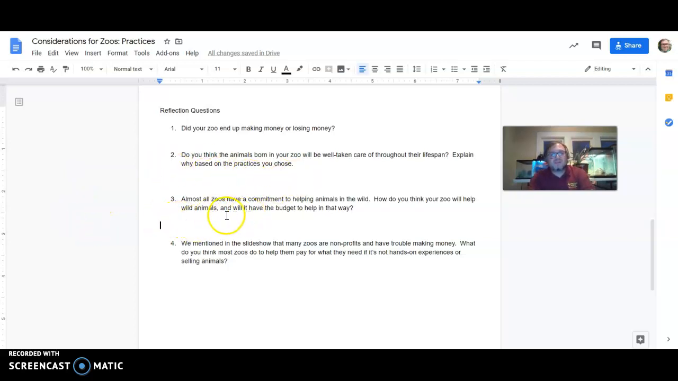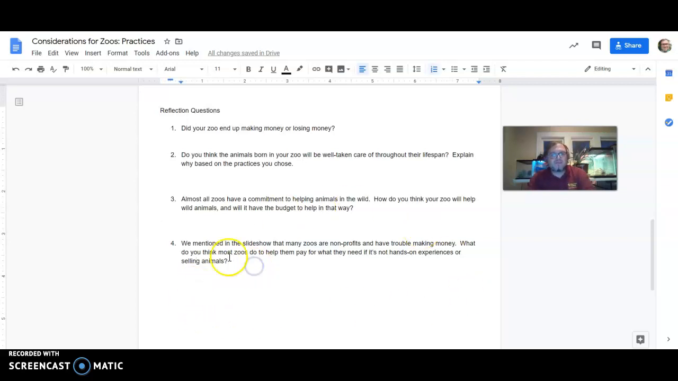Number 3, almost all zoos have a commitment to helping animals in the wild. How do you think your zoo will help wild animals, and will it have the budget to help in that way? So again, think about what you want to do to help conservation in the wild, and then think about, can I realistically afford it? Did I have a positive profit to where I can afford to do that? Or was it negative? It's going to be hard for me to contribute that way.